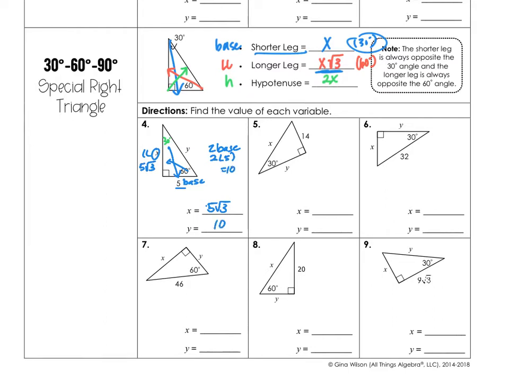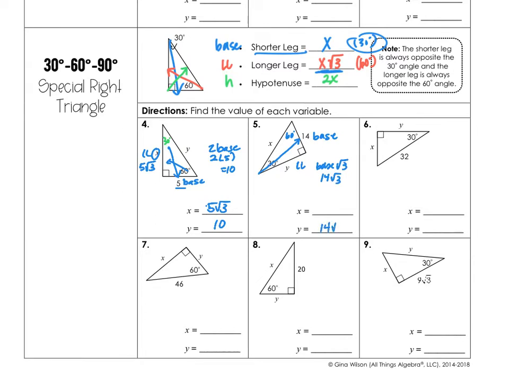So number 5 should work the same way. So we're going to go ahead and do it. We know this is 60 degrees. Since 14 is across from our smallest angle, then it's also the smallest leg. So that's our base leg, 14. To find the longer leg, which is Y, you're doing base times root 3. So base times root 3 is 14 root 3.